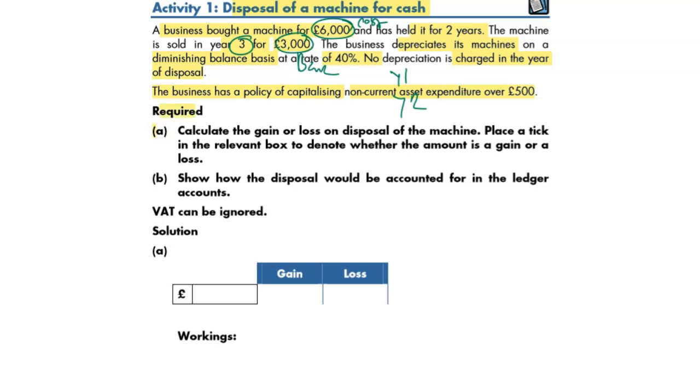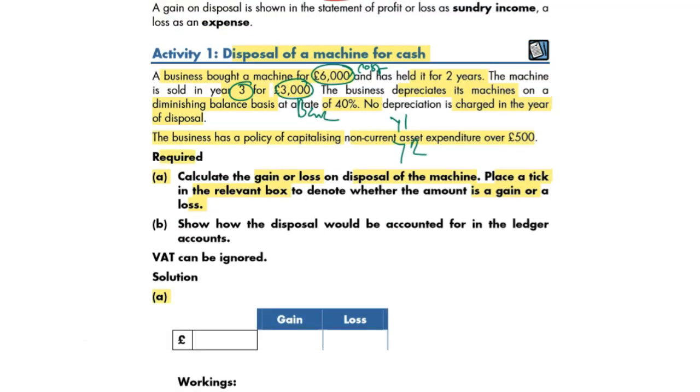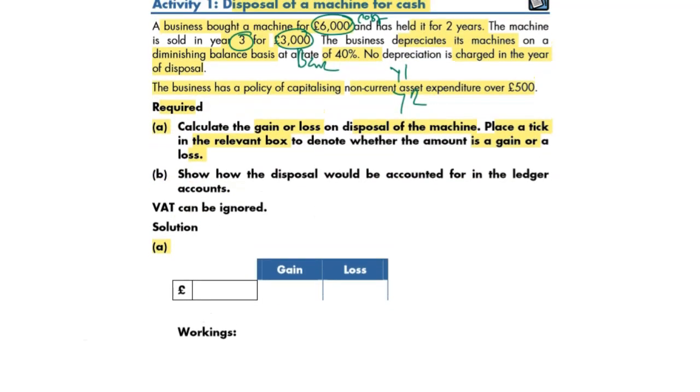Number A, calculate the gain or loss on disposal of the machine. Please tick in the relevant box to denote whether the amount is a gain or loss. Yeah, we know what to do. So A, let's work it out. We got to do a little bit of working, so even a bit of space given. So how do you know the gain or loss? We know the formula. We got to find the sale proceed, or bank amount, which you already know is 3,000, and you compare with carrying amount.